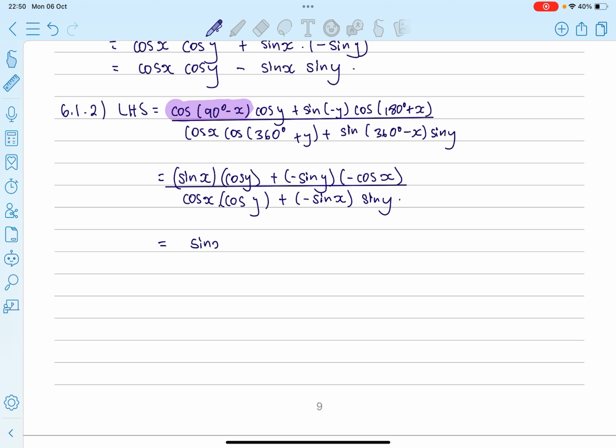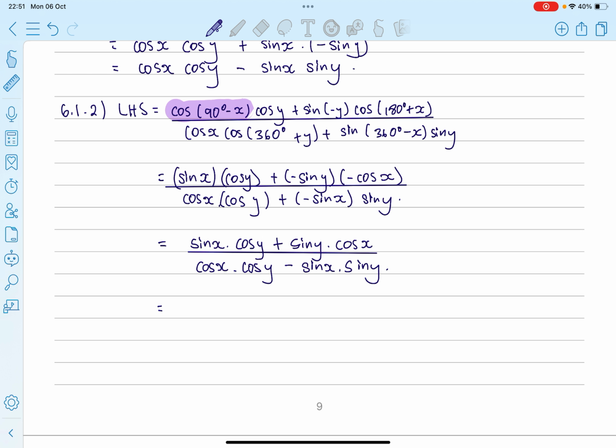Simplifying everything further, we've got sine x cos y, negative and a negative make a positive, so that's just sine y cos x. Down here, cos x is still the same, cos y, and then this makes it negative. Now we've got sine x and sine y. Okay, it's now starting to take shape.